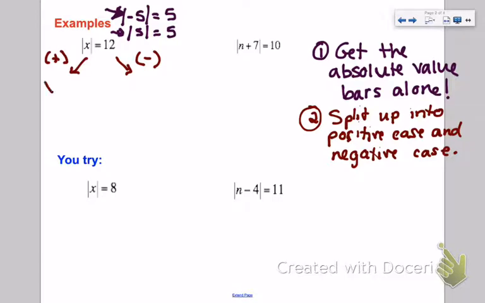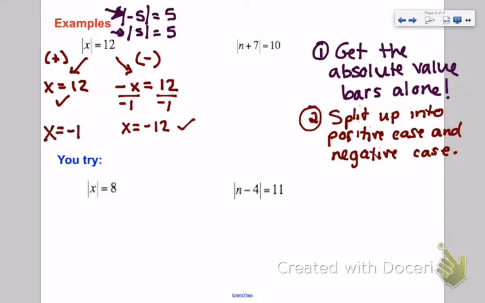So positive x can equal 12, and then the negative x can equal 12. We need to solve both of those equations, and this one is already solved, x equals 12. But the one on the right, we need x by itself, so we can divide both sides by -1. So we get x equals -12. So when we write our answer, we can write x equals -12, comma 12. Two solutions. If we plug both of those back in, the statement is going to be true.